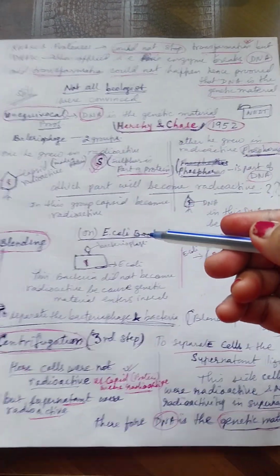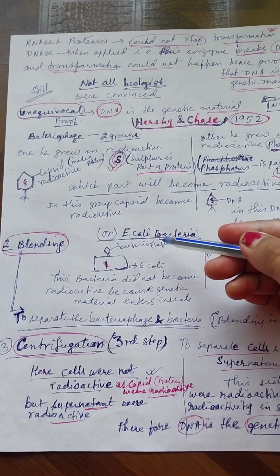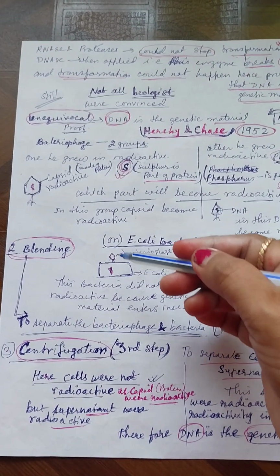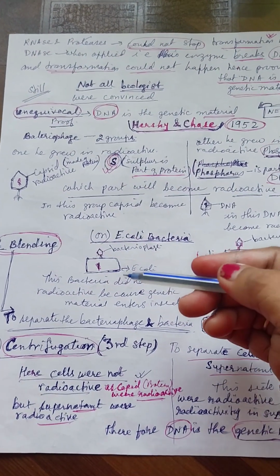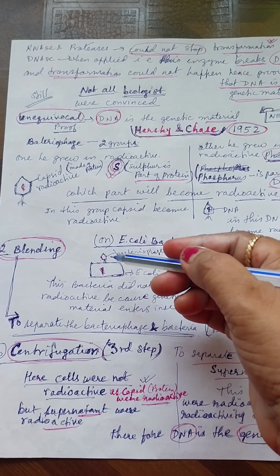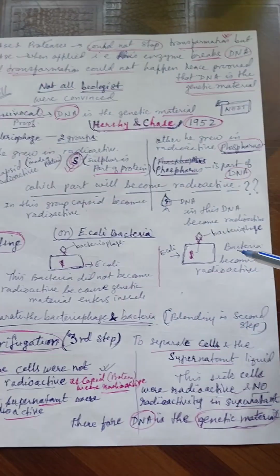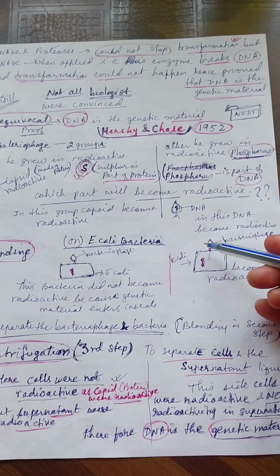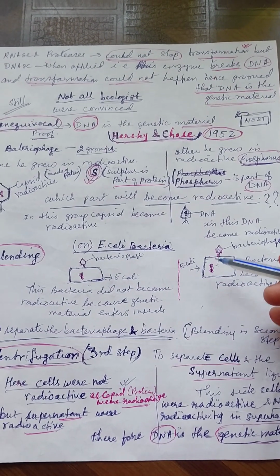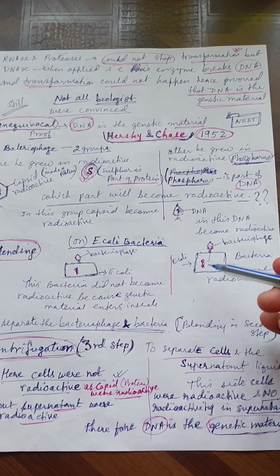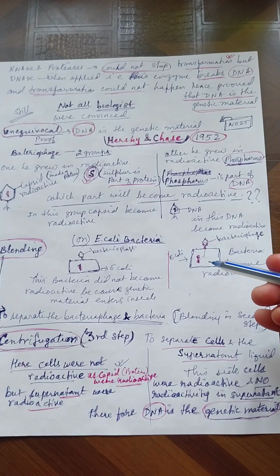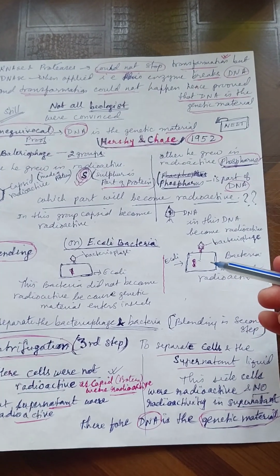Now he grew this on bacteria E. coli. So this is the bacteria E. coli, and bacteriophages will attack this and genetic material will be introduced. It is quite obvious that here the genetic material was not radioactive as it was grown in radioactive sulfur. And this side, the genetic material, as the bacteriophage attacks the E. coli, the genetic material is introduced inside, and as this bacteriophage was grown on radioactive phosphorus, this genetic material will carry radioactivity characteristics.